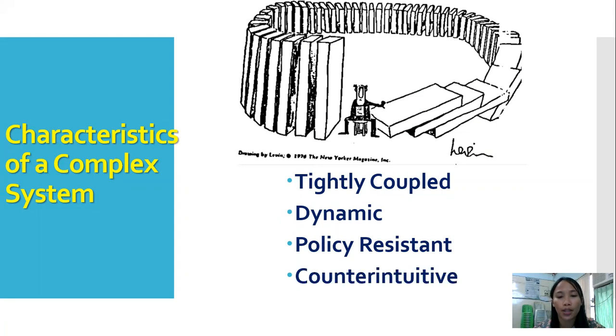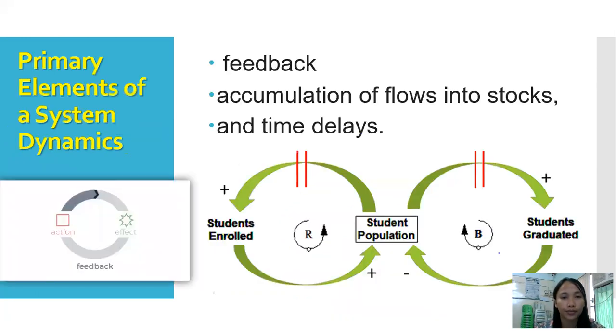A complex system is counterintuitive. The cause and effect are distant in time and space. And also it exhibits trade-offs. The long-term behavior is often different from the short-term behavior. We must understand these characteristics of complex systems so that we may be able to properly define the system that we want to address.